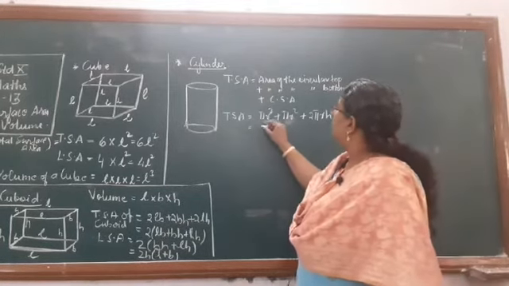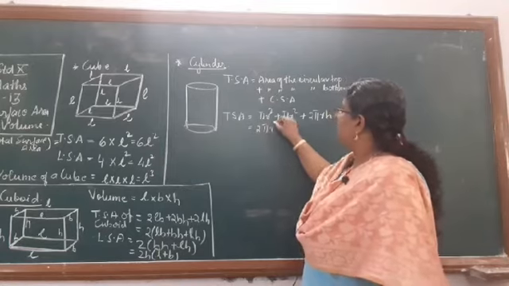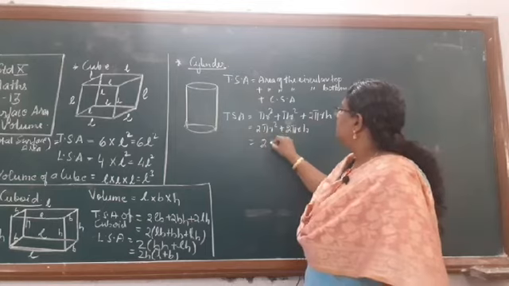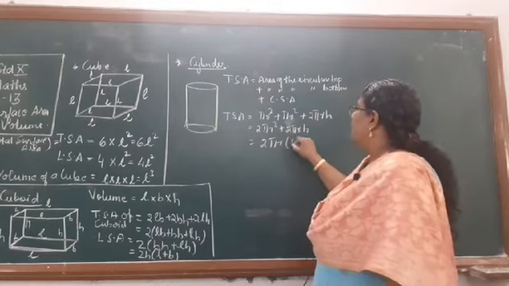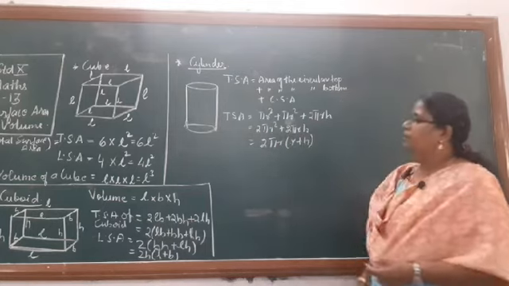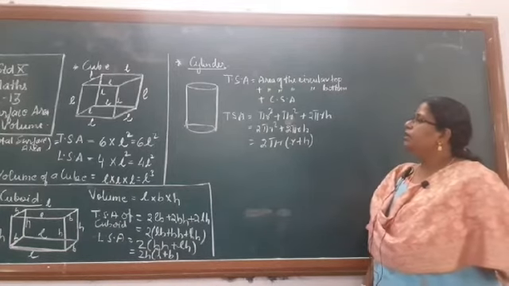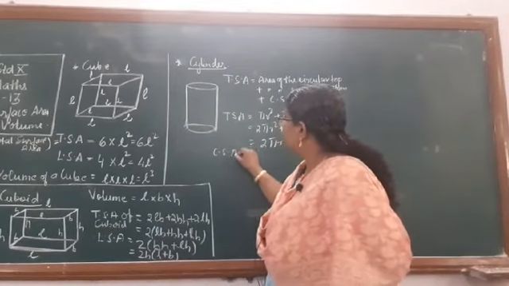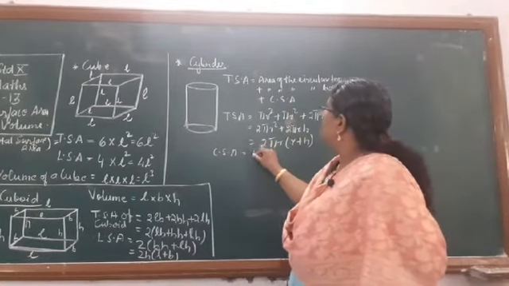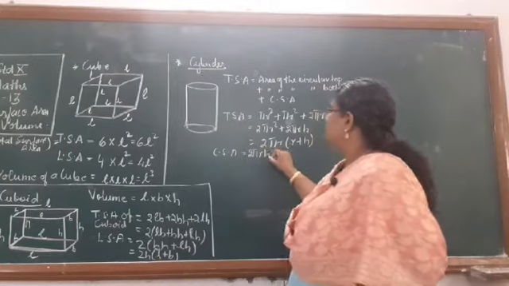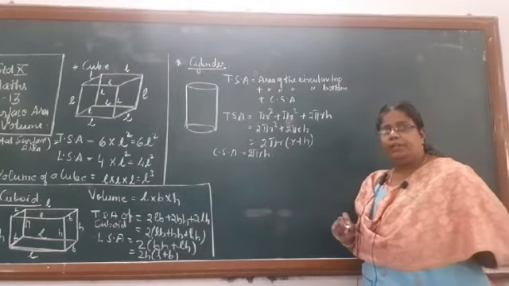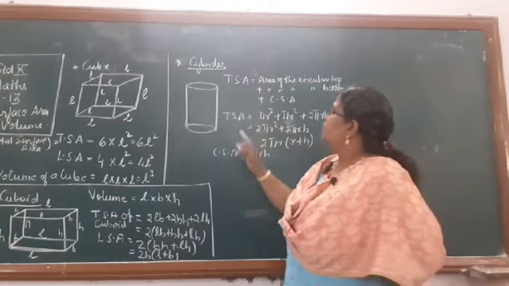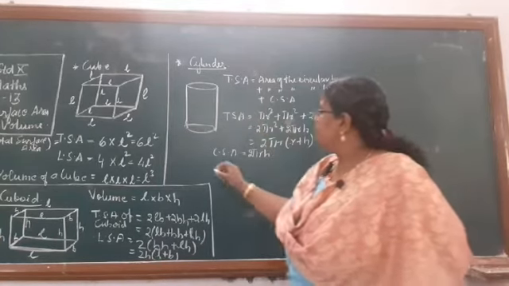So that will be equal to 2 pi r square plus 2 pi r h, which is equal to 2 pi r common, r plus h. Clear? So this is how we find the total surface area. And the curved surface area, just now we have written, will be equal to 2 pi r h. Followed? Okay. This is how you have the areas for a cylinder, total surface area and curved surface area.